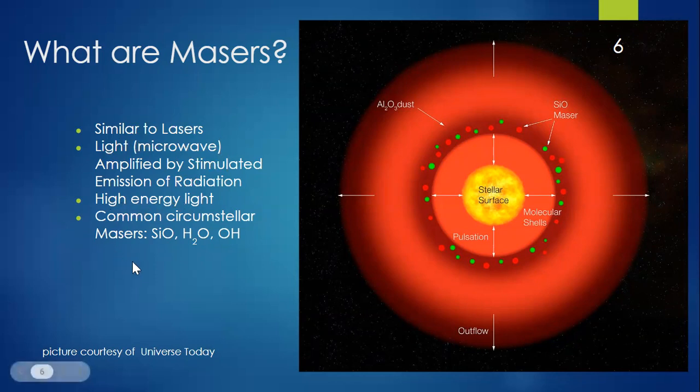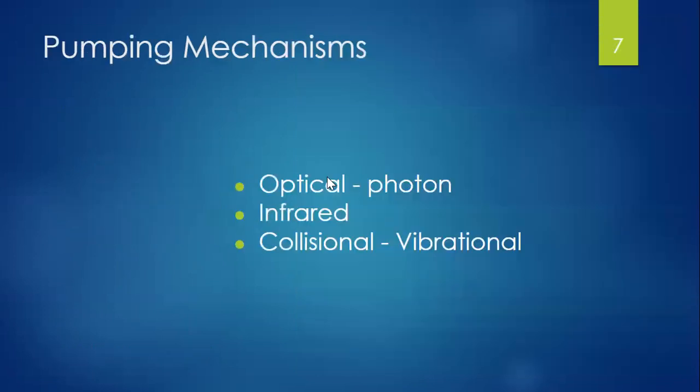So I look specifically at oxygen-rich stars. I'm primarily looking at silicates that are left over or that are present in these circumstellar envelopes. So the three maser emissions that I look for are SiO, silicon monoxide, H2O, water, and OH, hydroxyl. And as you can see by this diagram, I'm not looking at the aluminum-based maser, but the SiO, I'll explain what they are.